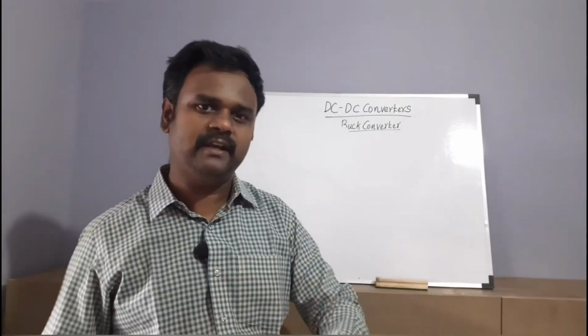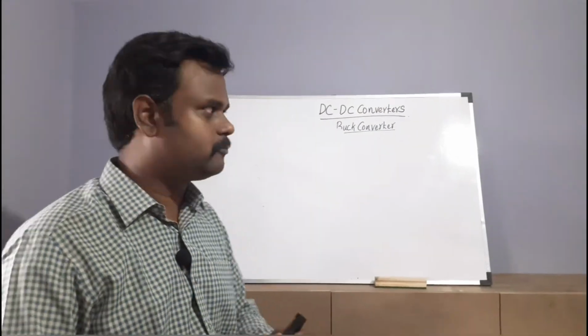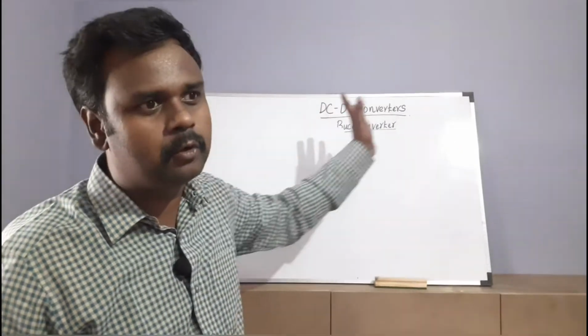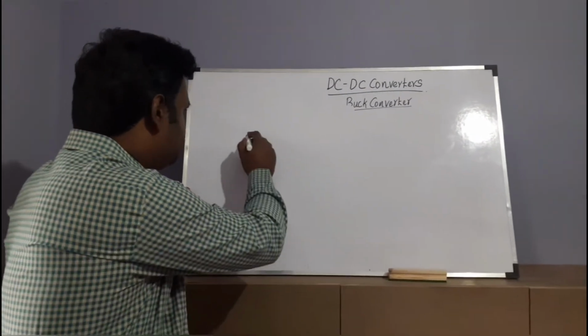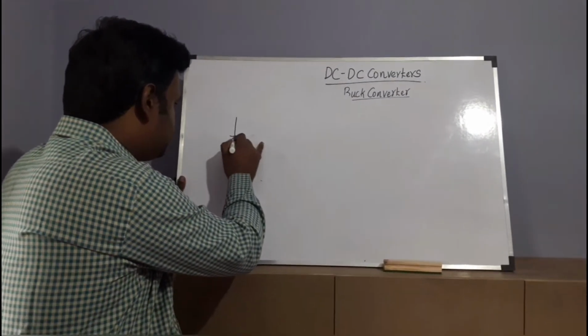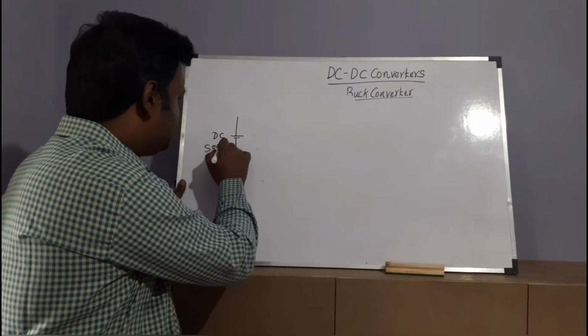Now I am going to simulate the buck converter here. How we are going to simulate it in the system, I am going to explain first on the board, then we can go to the system and start simulating it. So first, we need a DC source. So I am drawing the DC source. You can get it from MATLAB.